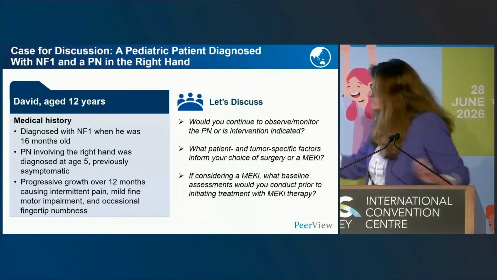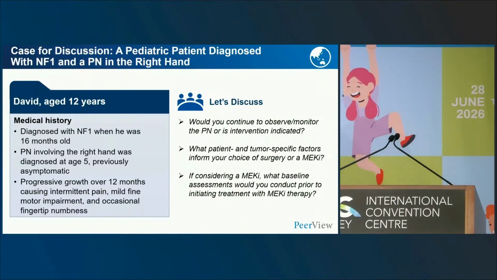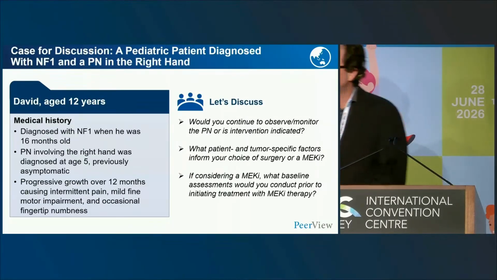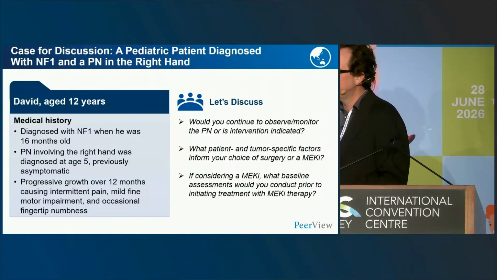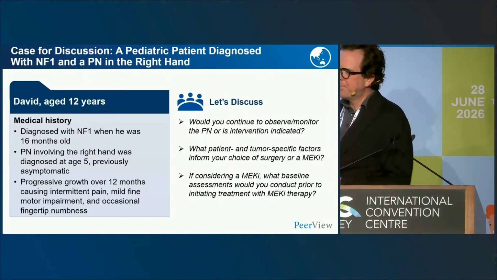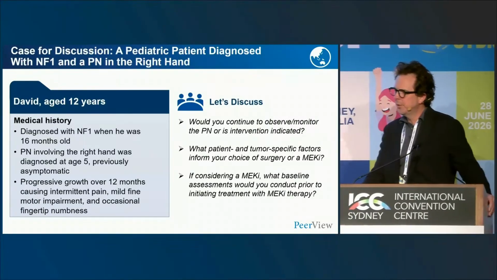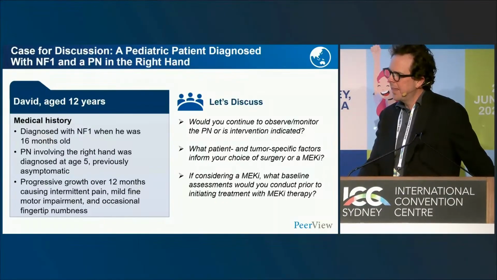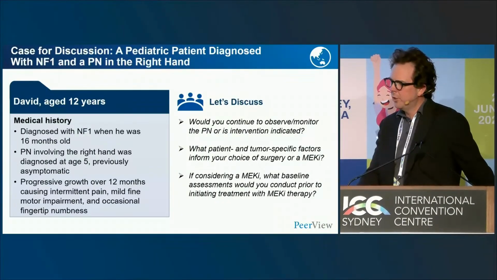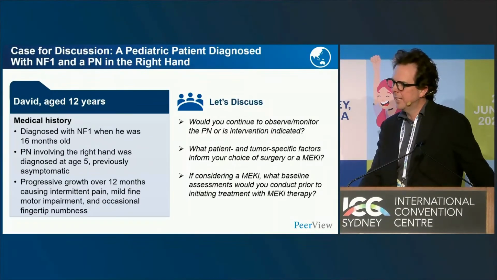All right. So we're going to pivot back here a little bit, so I can ask Katie a question to begin with, and then open to the audience for some feedback on experience. So this is a case, I think a pretty typical case seen in the clinic. David, who's 12 years old, was diagnosed with NF1 when he was 16 months old, has a plexiform neurofibroma involving the right hand, was diagnosed at age 5 and was previously asymptomatic.